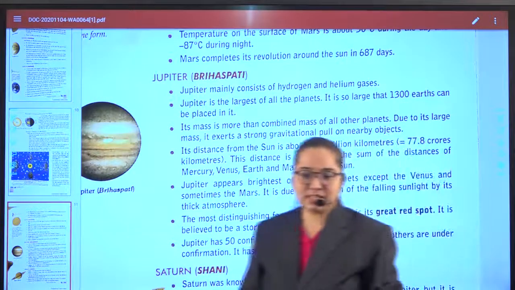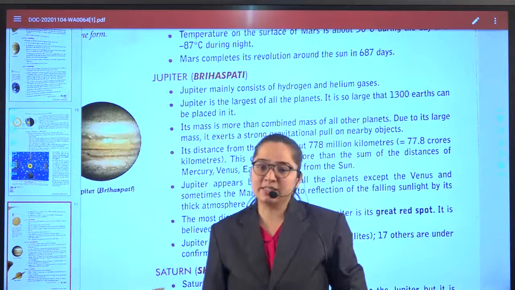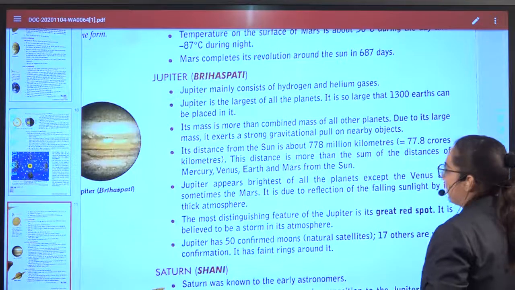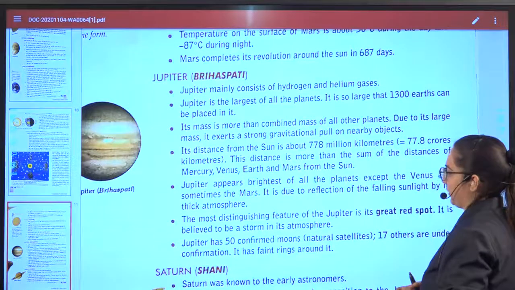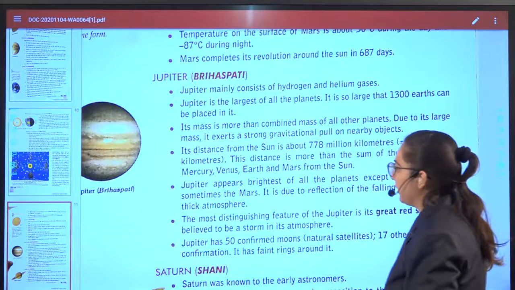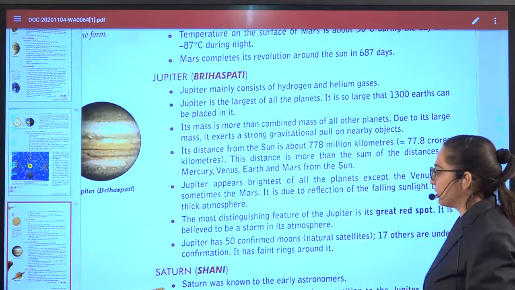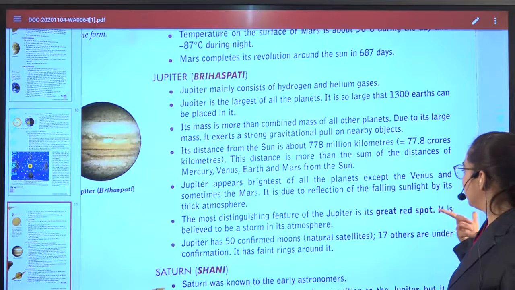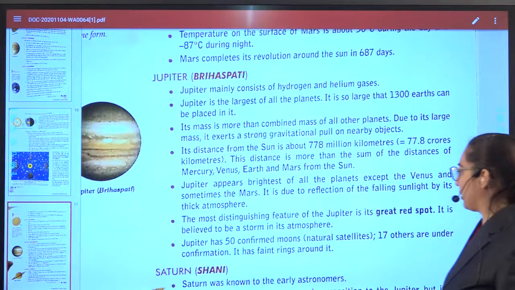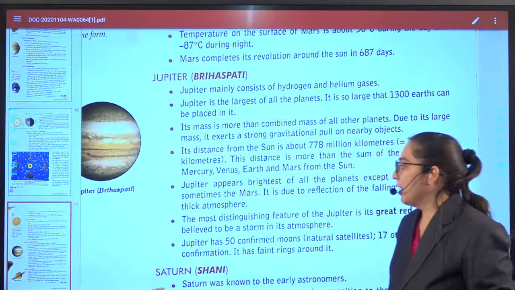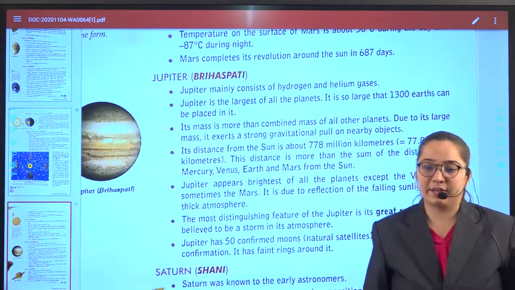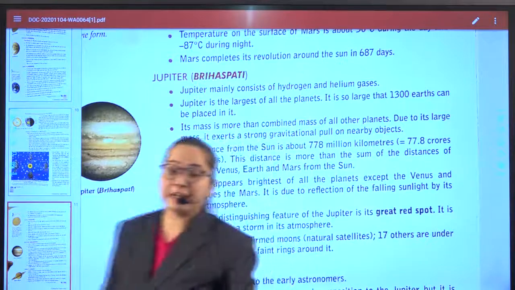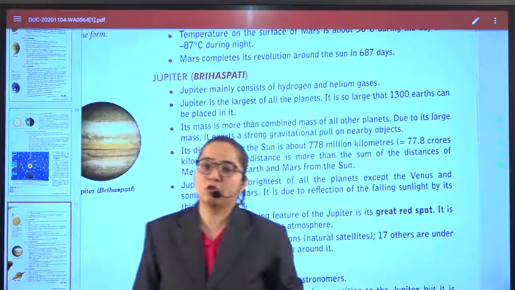Jupiter is the brightest planet except Venus, because of the reflection of the sunlight falling on its atmosphere. Its most distinguishing feature is the Great Red Spot on it, which is believed to be a storm in its atmosphere. Up till now there are about 50 confirmed moons of Jupiter.